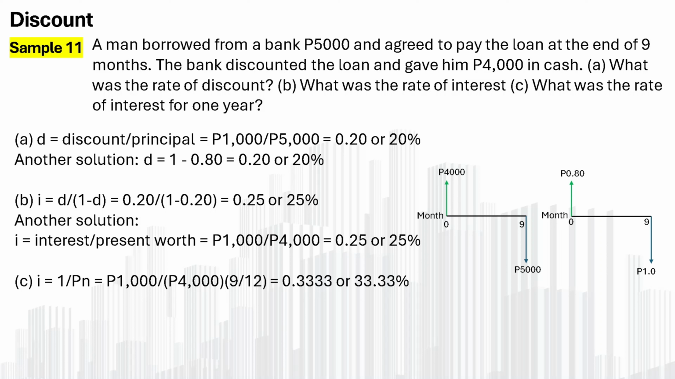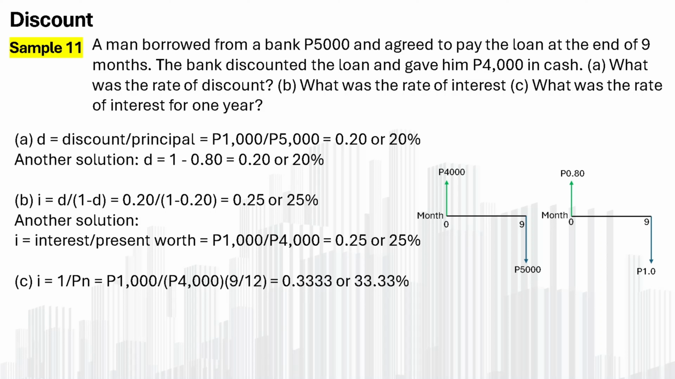Madali lang naman yun. And then yung interest rate niya, so it's just simply yung following formula. That will be D divided by 1 minus D. So 0.2 divided by the difference between 1 and 0.2, which is 25%. Okay? Or we can simply just divide yung interest earned over present worth, which is 1,000 over 4,000. That will be 25% pa rin.